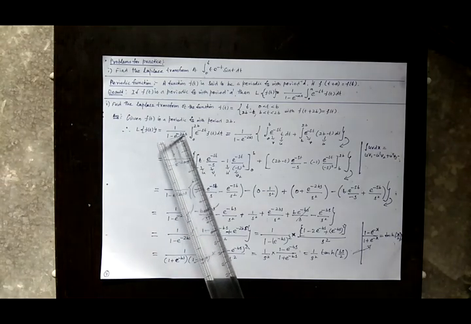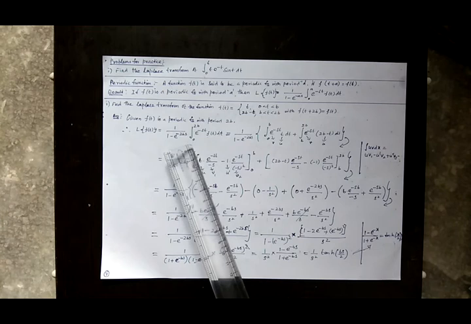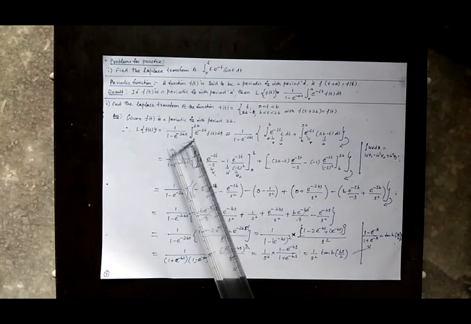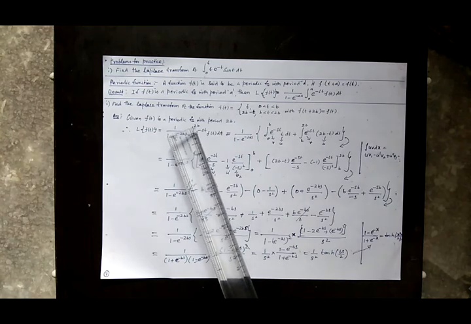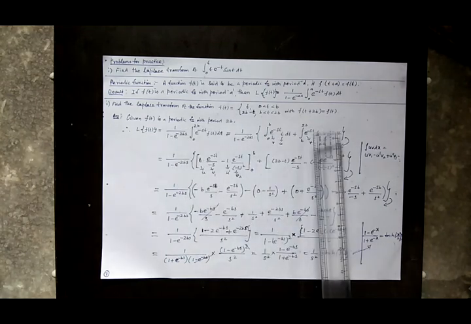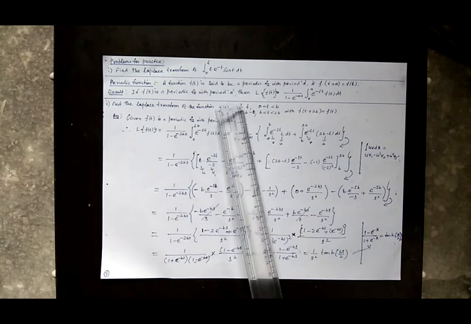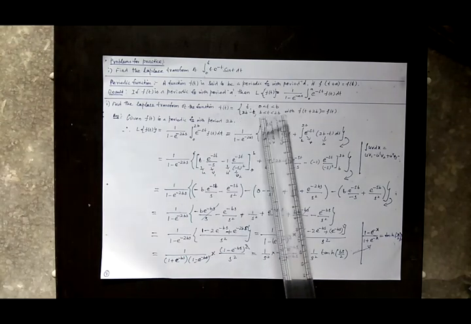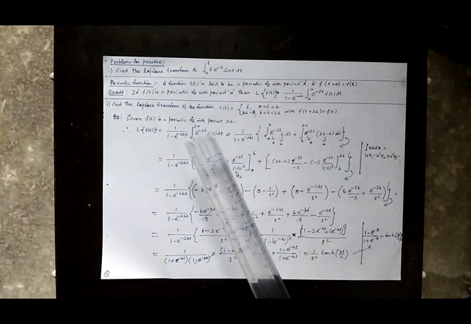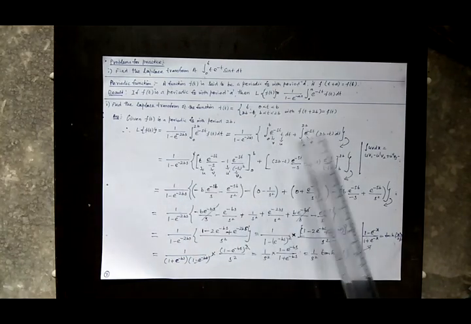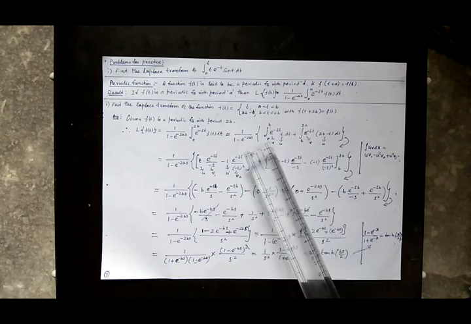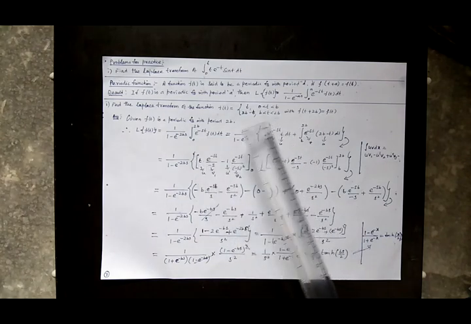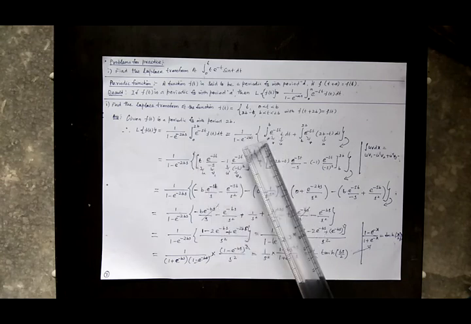Here 2b is the period, so 2b will come here, and integral 0 to 2b e power minus st f of t dt. So this integral 0 to 2b should be split into the sum of two integrals, because f of t is given by two different values, one in the interval 0 to b, another in the interval b to 2b. Accordingly, you have to split this into integral 0 to b plus integral b to 2b. So in each interval, you can substitute the respective value for f of t.